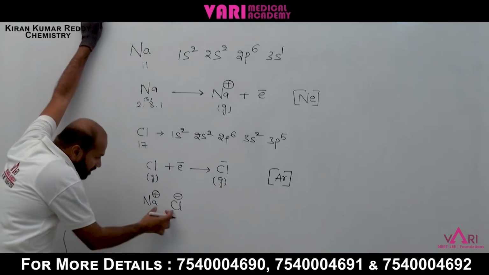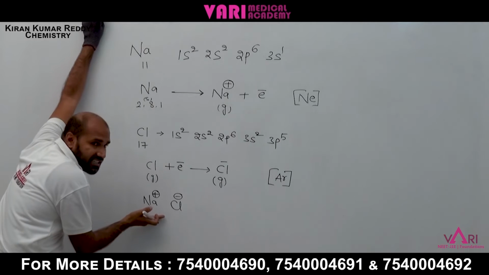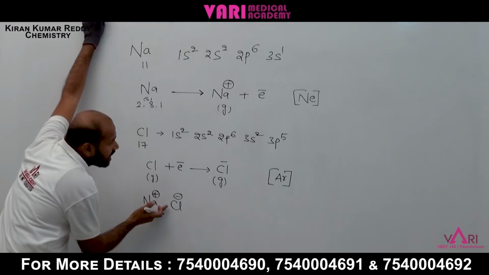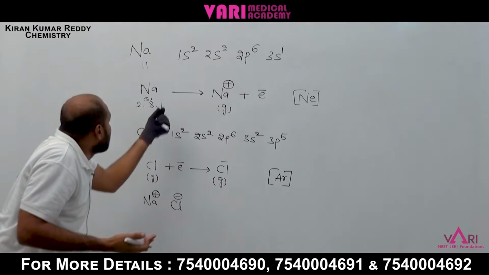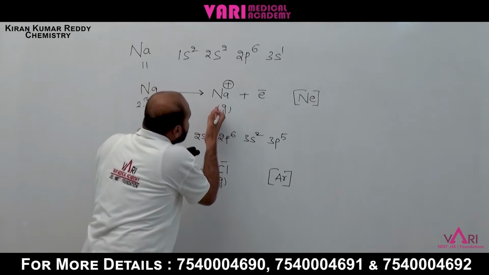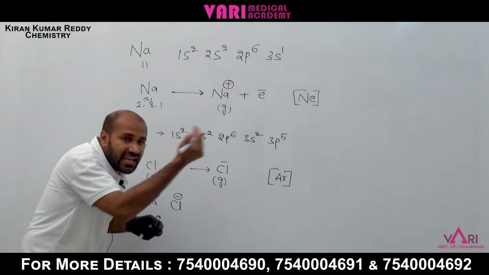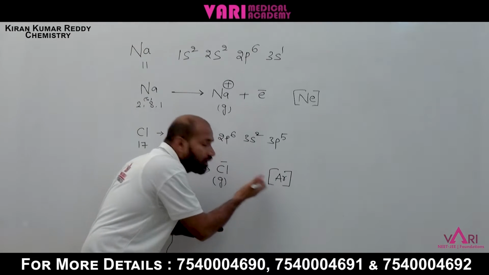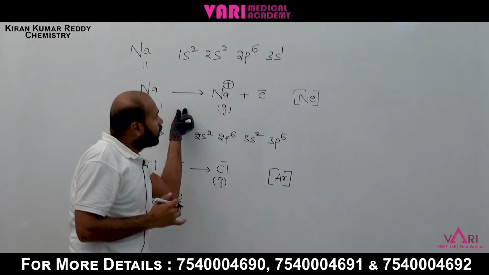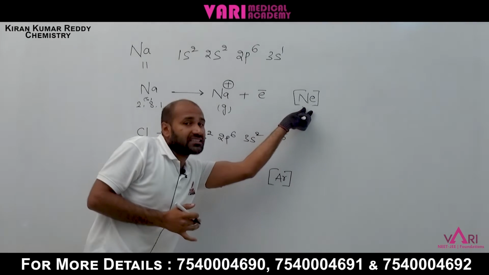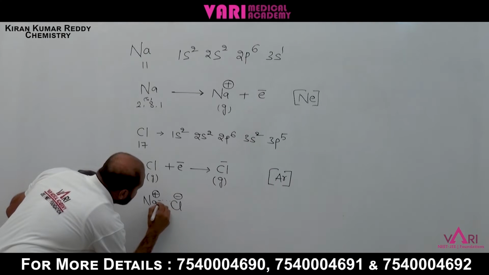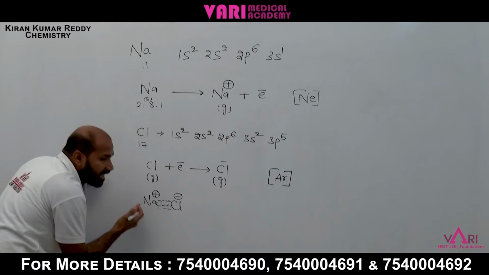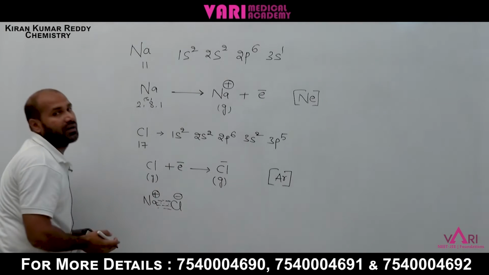The electrostatic force of attraction between two oppositely charged ions formed by transfer of electrons from one atom to another atom. Which one is losing an electron? Sodium loses an electron, so Na plus is formed. Chlorine accepts the electron to gain the nearest noble gas configuration, argon, while sodium attains neon. That is called ionic bond.